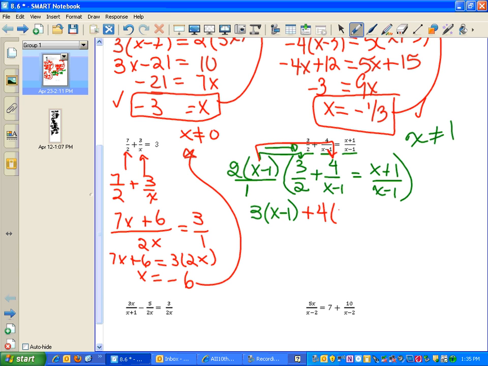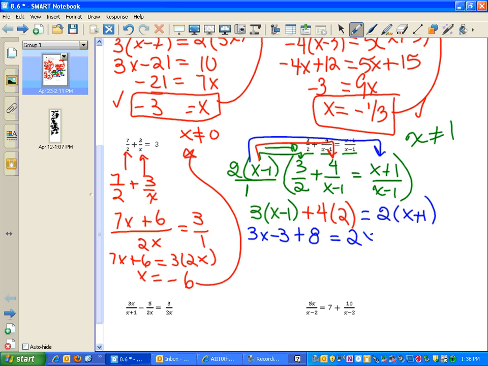And so I'm going to be left with 4 times 2, right? See how we're losing our denominators, which is really a nice thing to do? And when I take this to my last term after the equal sign, what am I left with? And now what I have is a very simple equation that I can go through and solve easily without having to worry about denominators. And so I'm left with 3x minus 3 plus 8 equals 2x plus 2, which is going to tell me that's 3x plus 5 equals 2x plus 2.